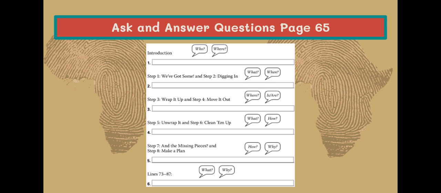Now turn back to page 65. Choose a different question word. Try using what or how. Write the question on the page. Be prepared to answer your question out loud.